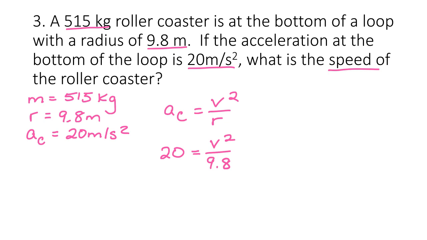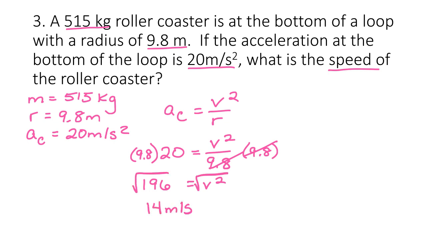When we're solving for velocity, we need to multiply both sides by 9.8. 20 times 9.8 is 196. That's v squared. We don't want v squared, though, we want v. So in order to get rid of the squared, we're going to take the square root on both sides. The square root of 196 is 14 meters per second.